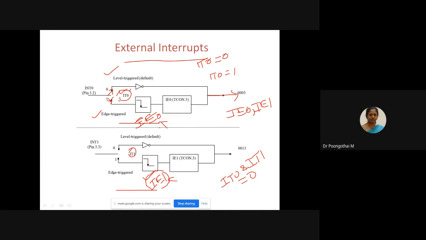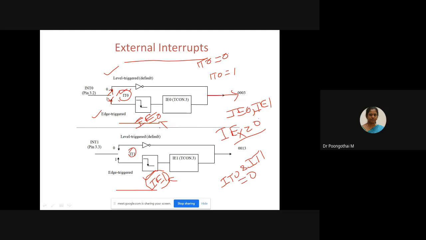Upon an edge triggered signal on INT0 and INT1, the 8051 sets IE0 and IE1 in the TCON register. Only the execution of the RETI instruction at the end of the ISR will clear the IEx bit.